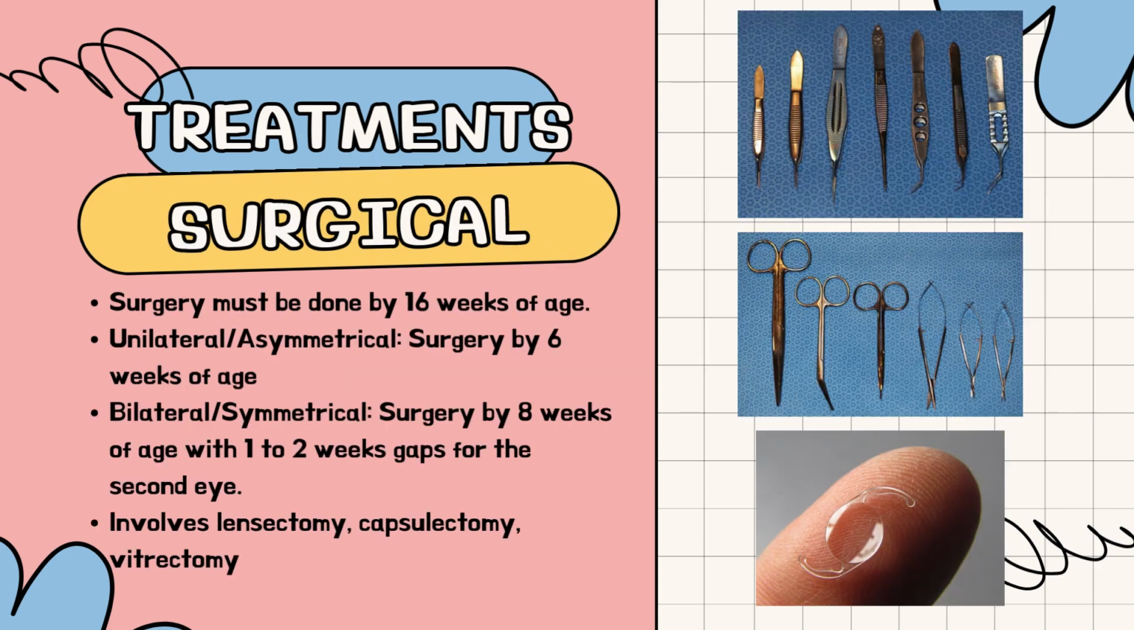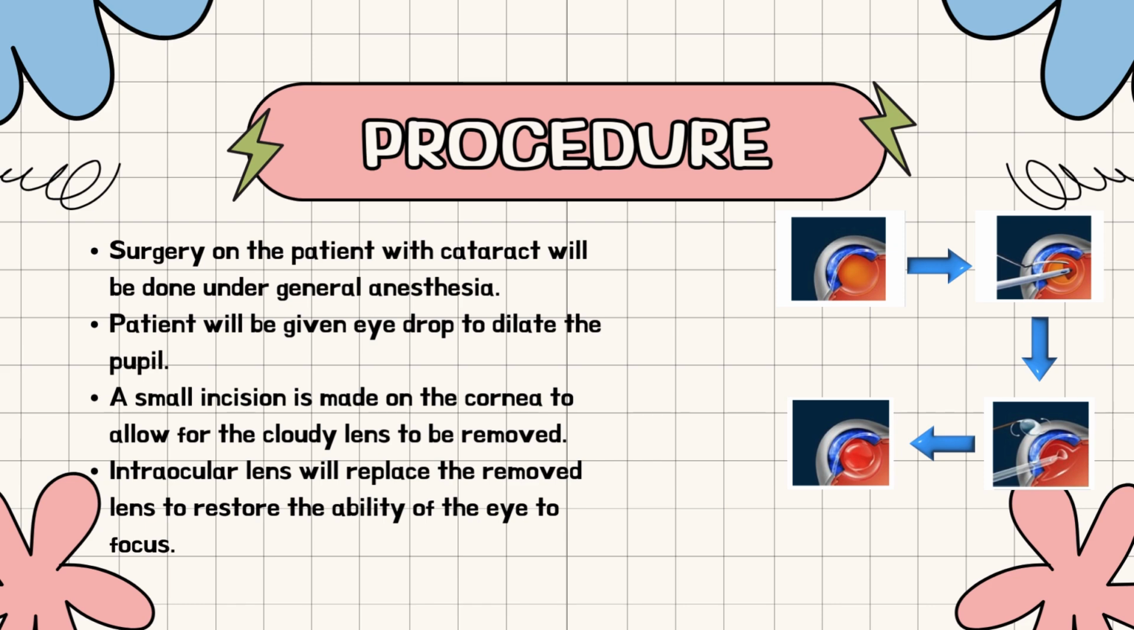for progression. As for the surgical treatment, it is done if the cataract is more than 3 millimeters or is very dense, and the surgery must be done by 16 weeks of age. For unilateral cataract, the surgery must be done by 6 weeks of age, while on the other hand, the bilateral cataract must be done by 8 weeks of age with 1 to 2 weeks gaps for the second eye. It involves lensectomy, capsulectomy, and vitrectomy, and instruments used are the forceps, scissors, and intraocular lens.